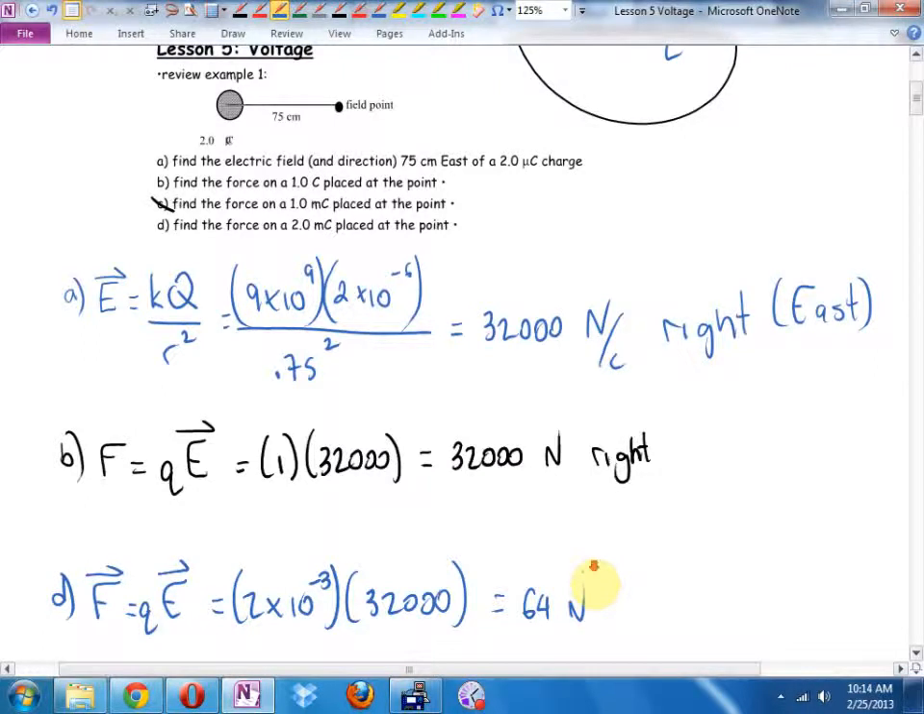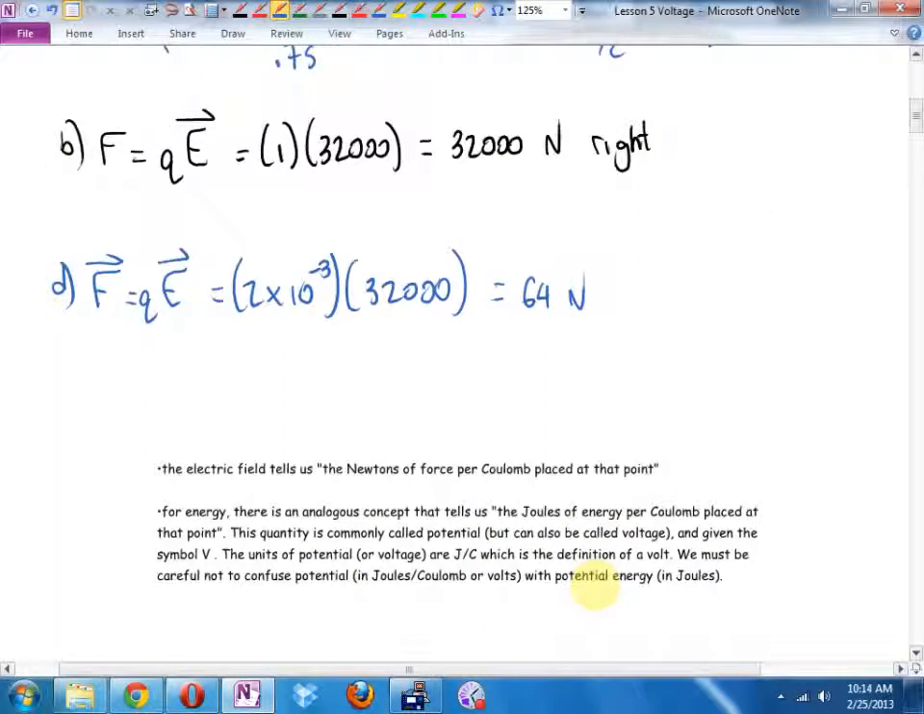So, electric field tells us the number of newtons of force per Coulomb at that location. For energy, there is an analogous concept, a similar concept, that says instead of how many newtons of force per Coulomb at that location, how many joules of energy per Coulomb at that location. And we give this a name. The number of joules of energy per Coulomb at that location is commonly, unfortunately, called potential.